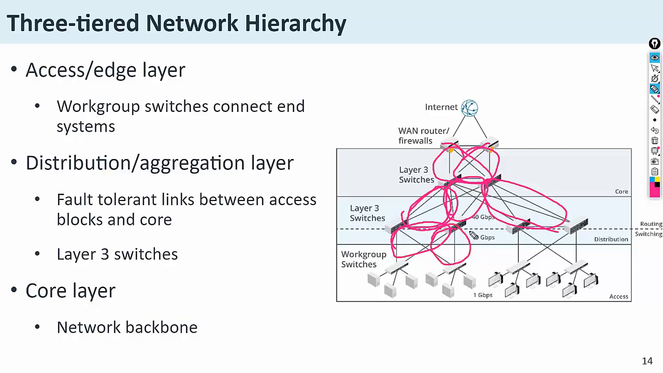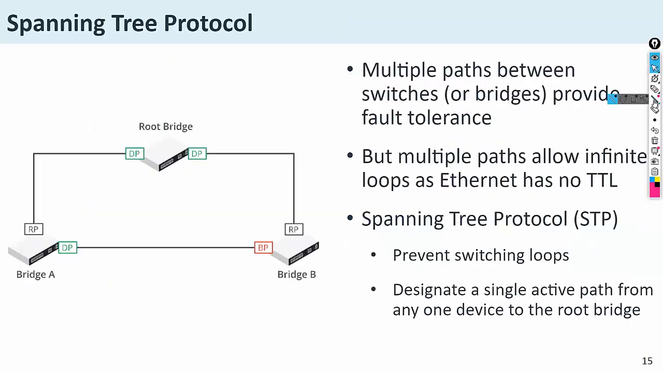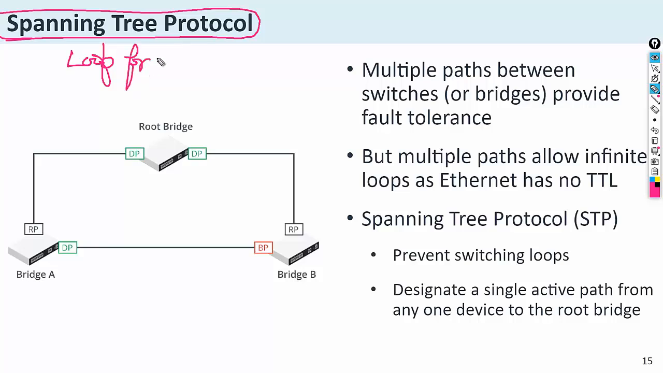So the data will just go round and round in a single loop. This loop should not exist inside the network, and this loop can be removed by the spanning tree protocol. Spanning tree protocol is a protocol which makes the network a loop free network.